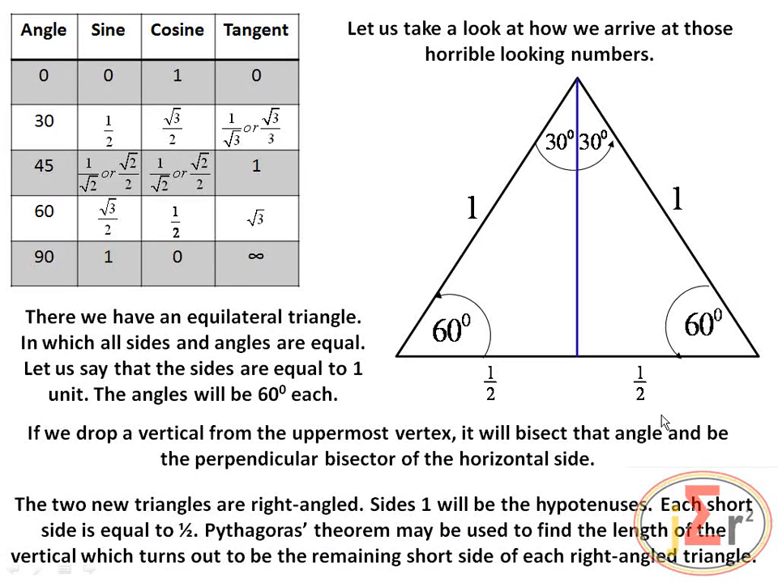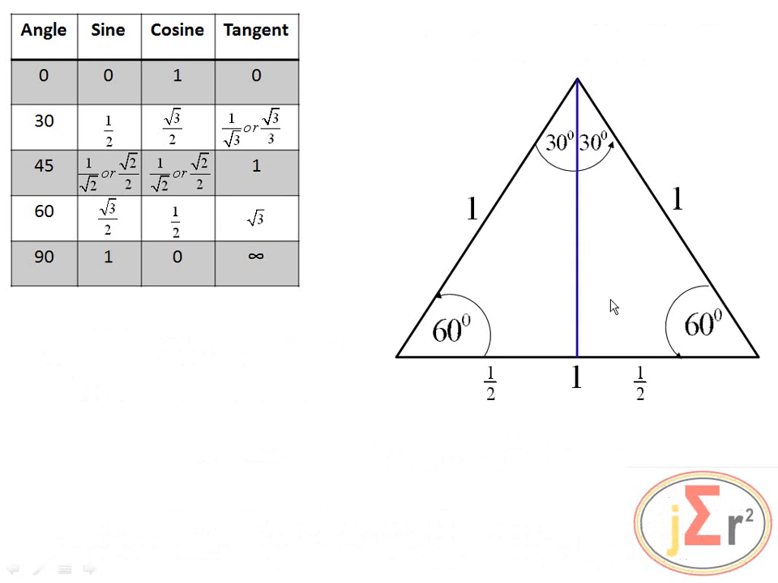Pythagoras theorem may be used to find the length of the vertical, which turns out to be the remaining short side of each right angled triangle. We will use Pythagoras theorem to find this one. It will turn out to be the remaining short side of this triangle and also the remaining short side of this triangle. Let's go.